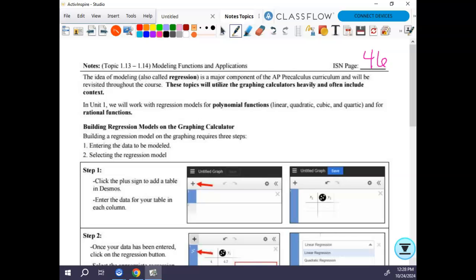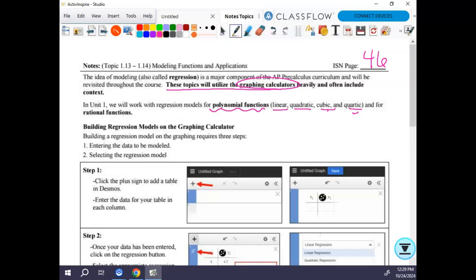All right, so anyway, for our regression, these topics will utilize the graphing calculators heavily, and we often include context. In Unit 1, we'll be working with regression models. Mainly today, we're just looking at polynomials in linear, quadratic, cubic, and quartic. Cubic and quartic are what are missing in Desmos right now. We can do them, but not the easy way that they have now. But I'm trusting that they will probably be there eventually. If not, we can figure out how to put them in there.